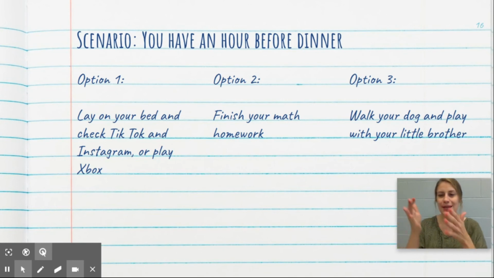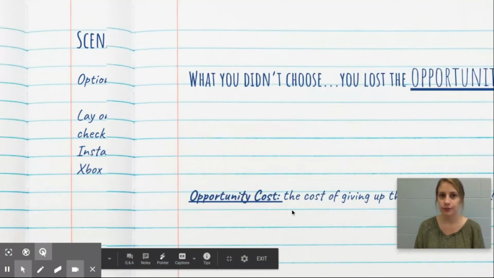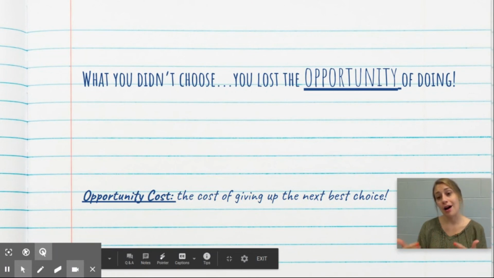means that you are going to give something up if you choose that option. So for instance, if you lay on your bed and check TikTok and play on Xbox, you are giving up the opportunity to finish your math homework or walk the dog and play with your brother. Now, if you choose to finish your math homework, you are giving up the opportunity to lay on your bed and check TikTok or walk your dog and play with your little brother. Now, if you choose option 3, you are giving up the opportunity of both option 1 and option 2, right? Because you can only choose one option. So when we choose one option, we're giving up an opportunity to do the other two. What you didn't choose, you lost the opportunity of doing.